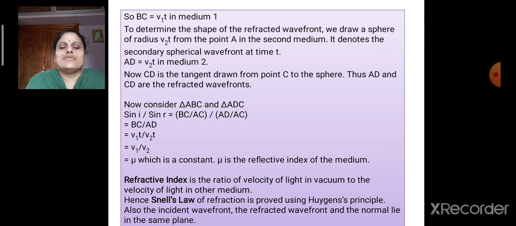So we have already discussed that refractive index is the ratio of velocity of light in vacuum to the velocity of light in another medium. Hence, Snell's law of refraction is proved using Huygens principle. Also, the incident wavefront, refracted wavefront and the normal are lying in the same plane. Hence, the laws of refraction are verified.